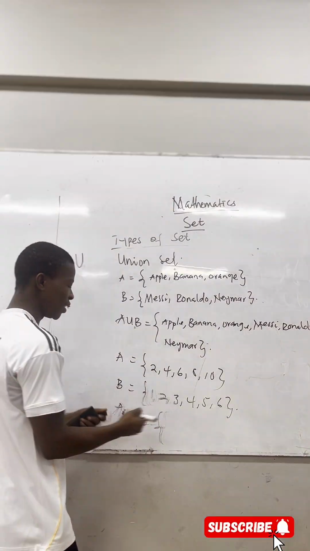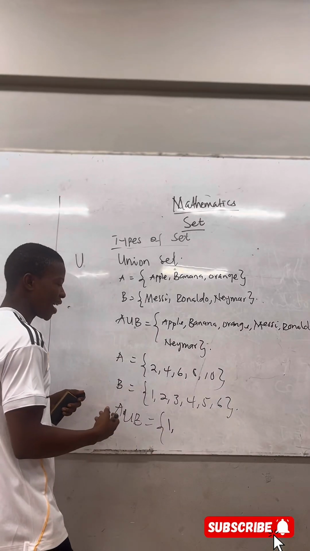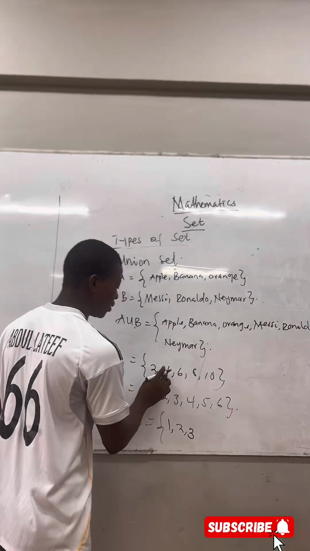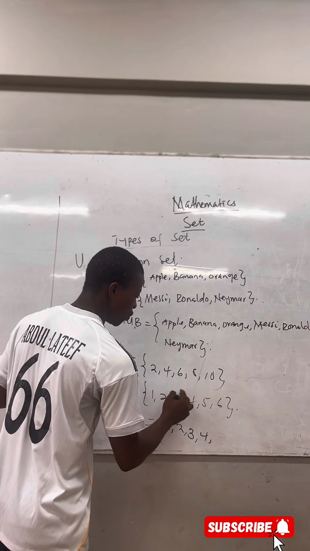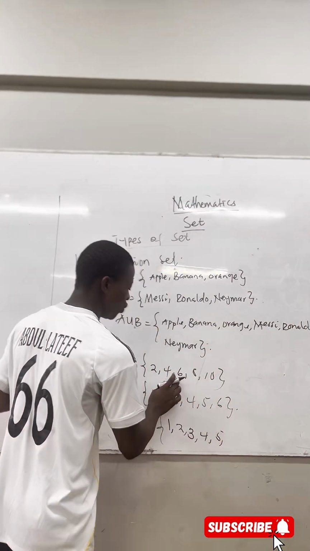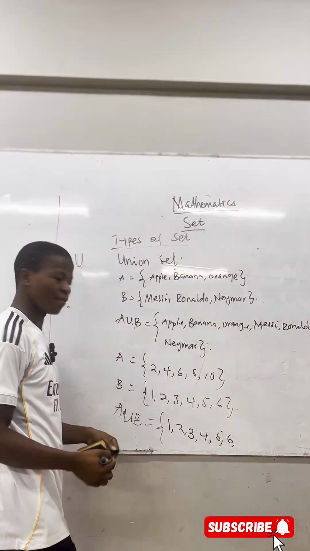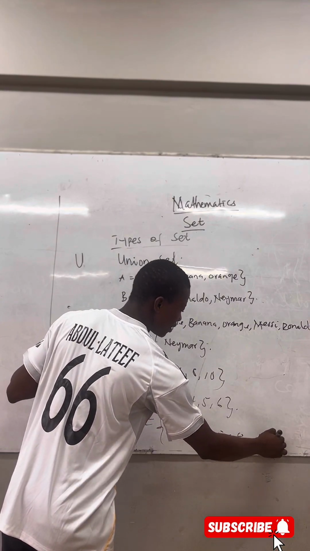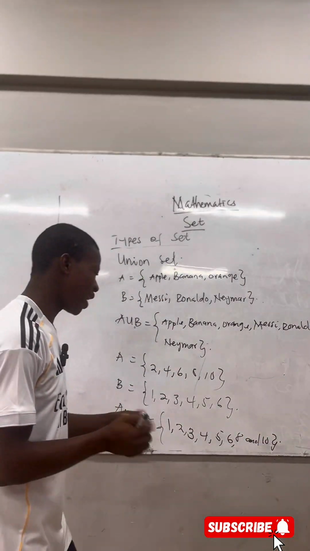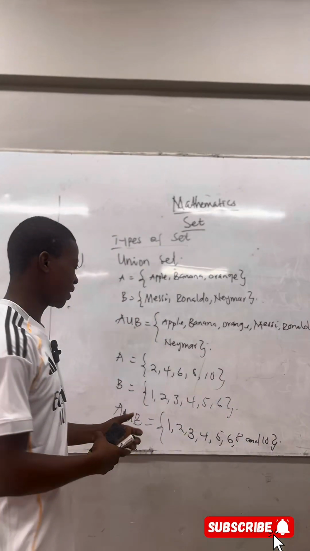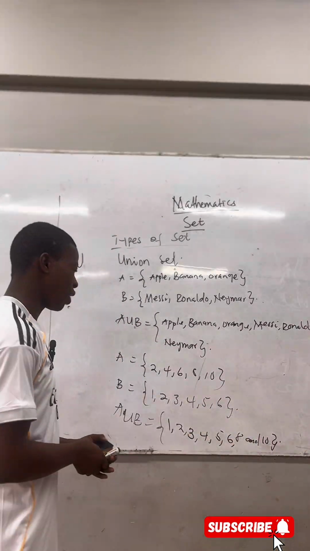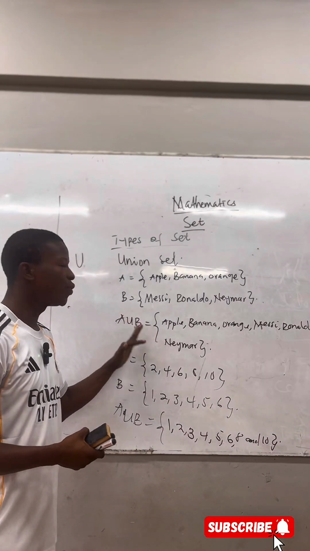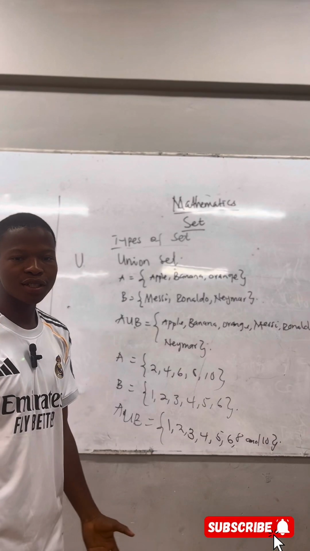So in order of magnitude, we have 1. We write it in what? Ascending order. Then the next one is 2. The next one is 3. Then we come to 4. So 4, we have 5. We also have 6. We have 8 and 10. Mostly because it's the last number, that's why we are bringing the end to indicate that this is our last number.